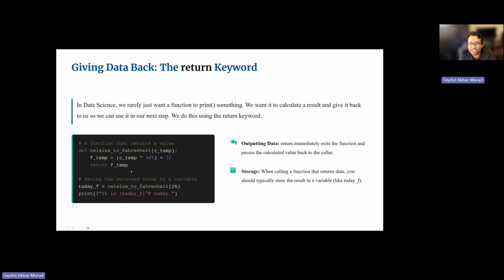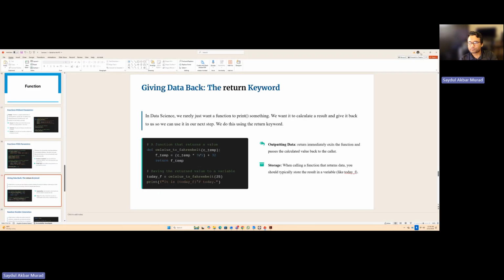So how can we get the return value? When we call this function, first we pass 25. It will do all the calculations and it will accept the return value here. It will accept the converted value here and store it inside today.f, and now it is just printing that. How does it work? Let's see.